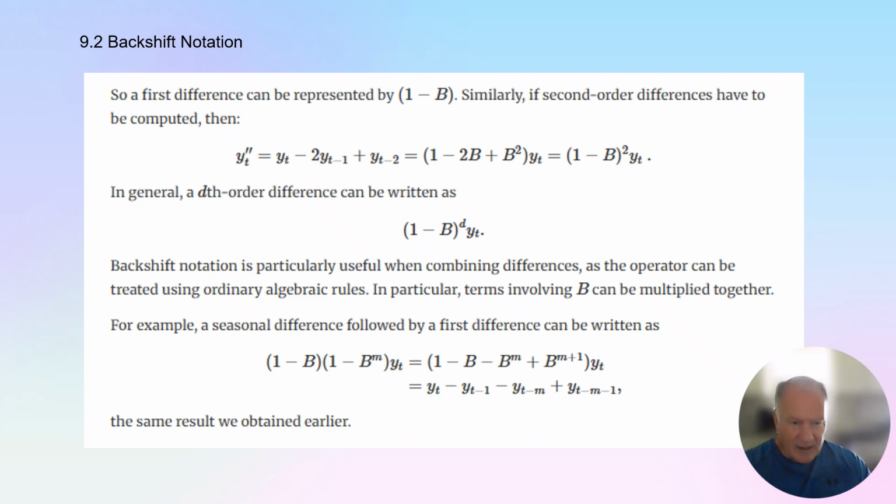So for example, if we had a seasonal difference followed by a first difference, we get 1 minus B raised to the m times 1 minus B. If we go ahead and multiply this through, we get 1 minus B to the m minus B plus B to the m plus 1, y of t. So what does this come out to be? It comes out to be y of t, then y of t minus 1, then y of t minus m, and then y of t minus m minus 1.